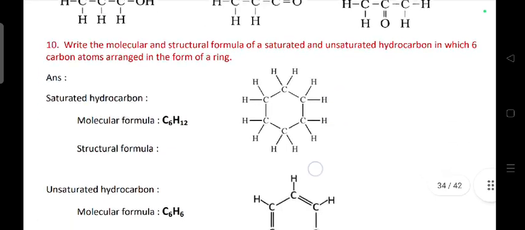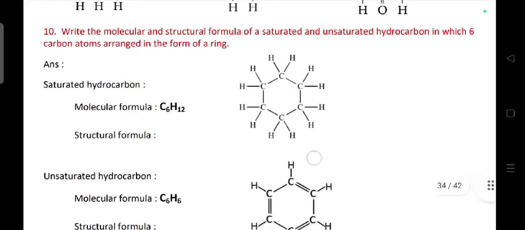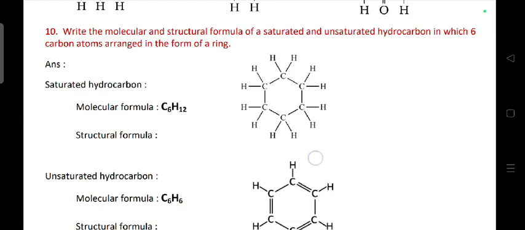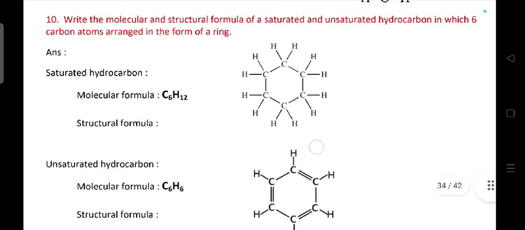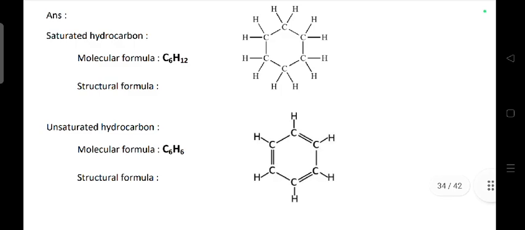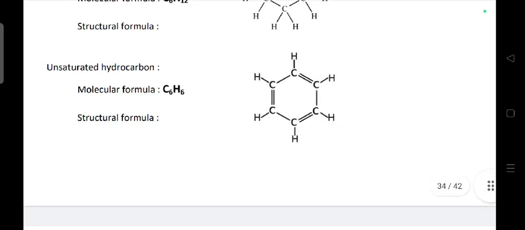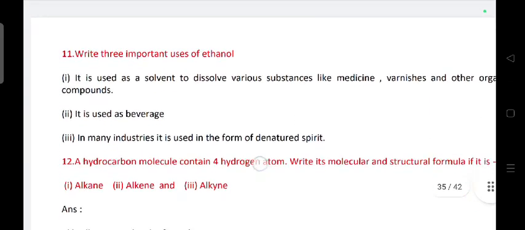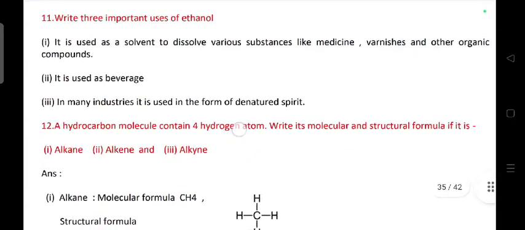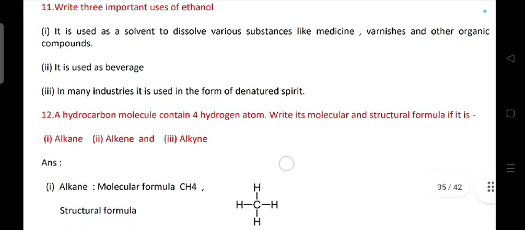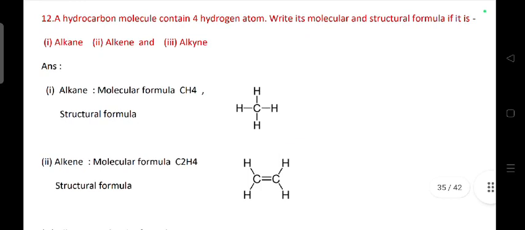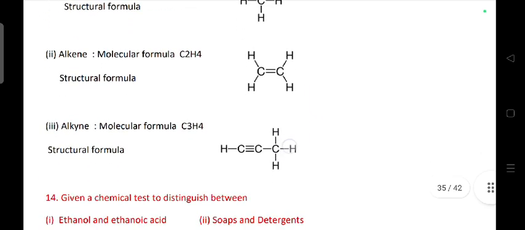Next, write the molecular and structural formula of the saturated and unsaturated hydrocarbon in which 6 carbon atoms are arranged in the form of a ring. So this is the molecular formula and structural formula for the saturated and unsaturated hydrocarbons having 6 carbon atoms. Write 3 important uses of ethanol, where we use ethanol. Then a hydrocarbon molecule contains 4 hydrogen atoms. Write its molecular and structural formula if it is an alkane, alkene and alkyne.